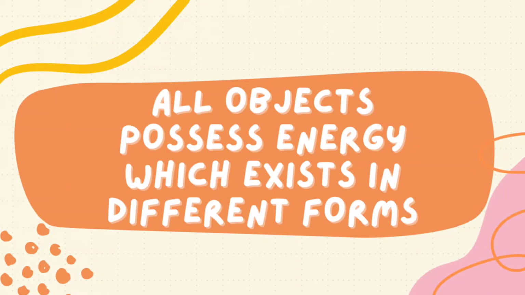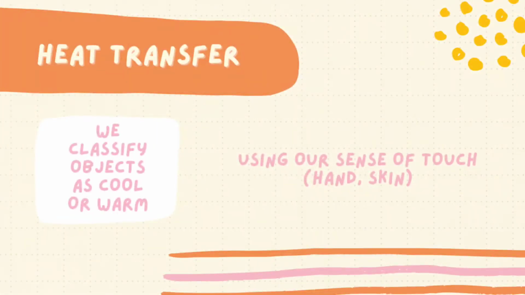All objects possess energy, which exists in different forms. Although we cannot hold or touch it, energy could help us explain how and why things behave the way they do. We often classify objects as cool or warm, oftentimes by using our sense of touch, the hand or the skin, or with the help of a thermometer. This phenomenon is a result of the process known as heat transfer. To fully understand this concept, study the following terms.